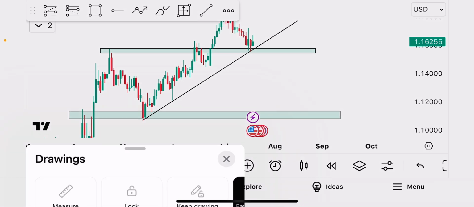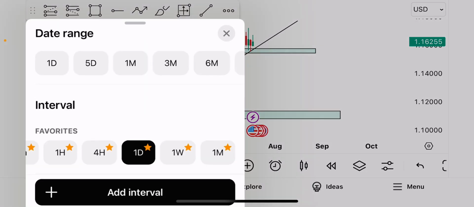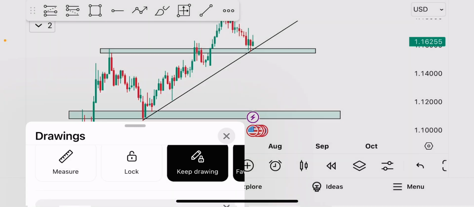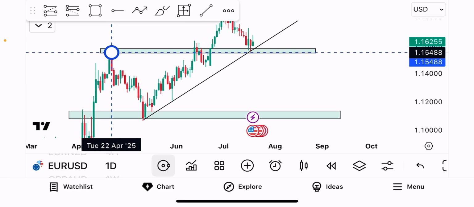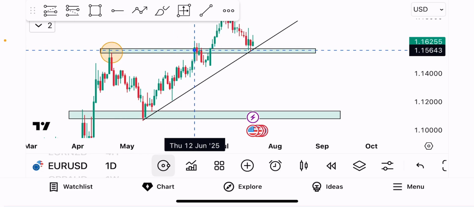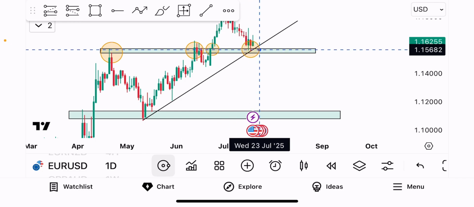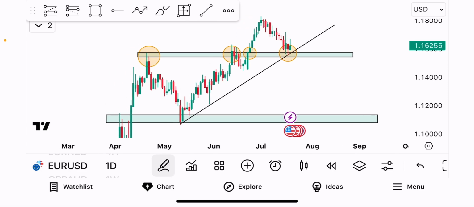Why I call this area a key level is because, let me show you, here it previously served as a resistance. It also served as a resistance level here. It got broken to the upside around 24th June last month, and right now price also closed above that level. So it is a key level that is serving as a dynamic resistance and support.